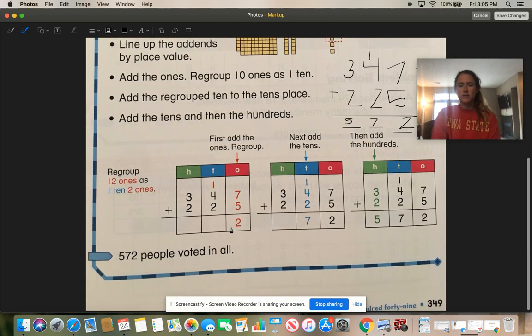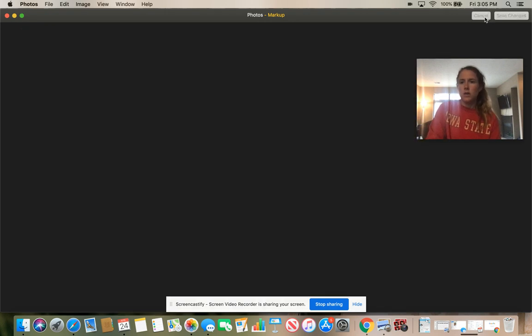So they explained the same thing down here. First add the ones and regroup, put the 2 down here and the 1 up here, then add the tens, and then add the hundreds. Let's go on to the next page.